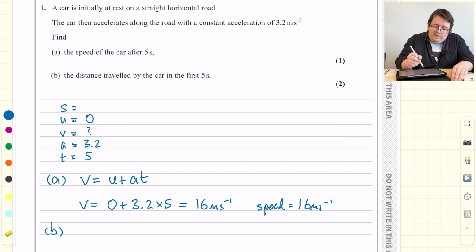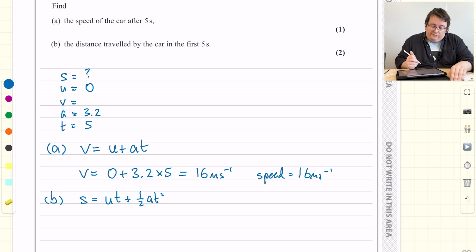Right, part B. The distance travelled by the car in the first 5 seconds. So we're now interested in the distance. So we'll find the displacement. So we'll use s is equal to ut plus a half at squared, because that's the equation that doesn't have v. So s is equal to 0 times 5 plus 1 half times 3.2 times 5 squared.